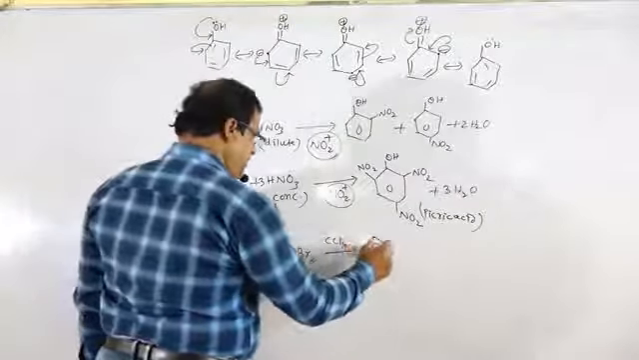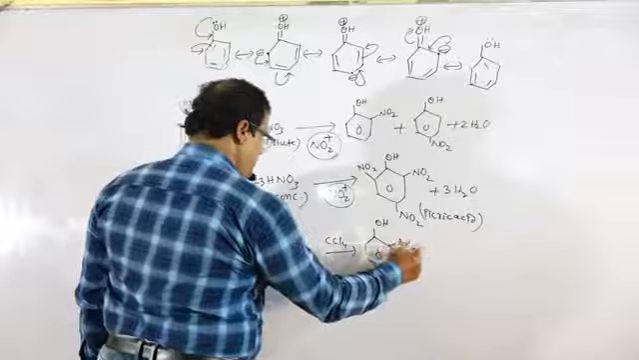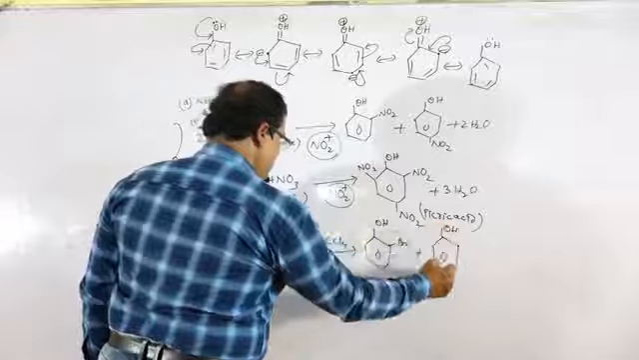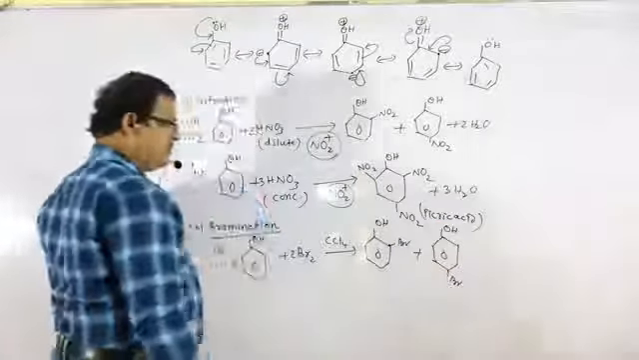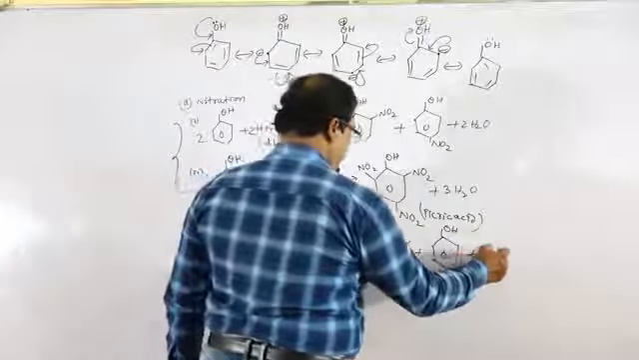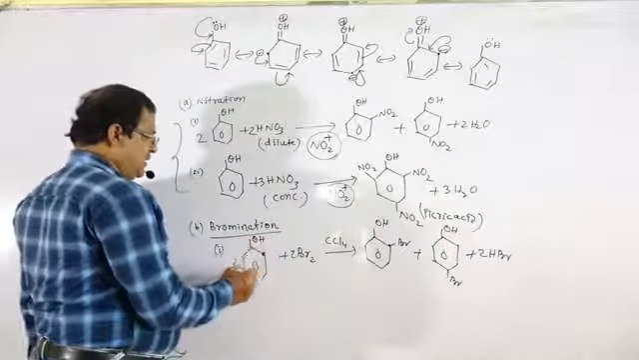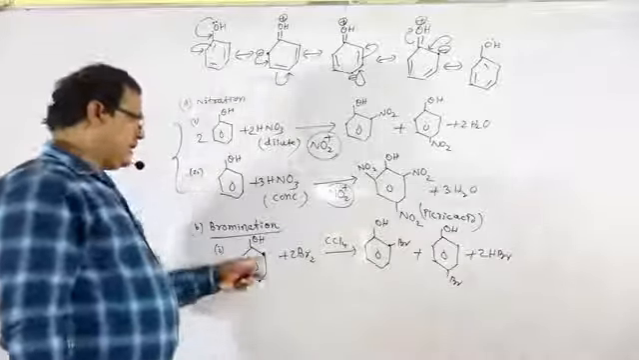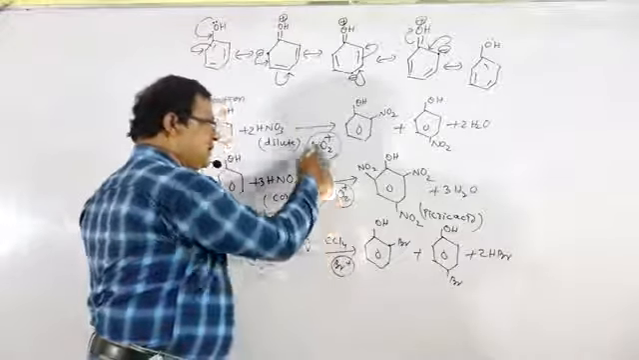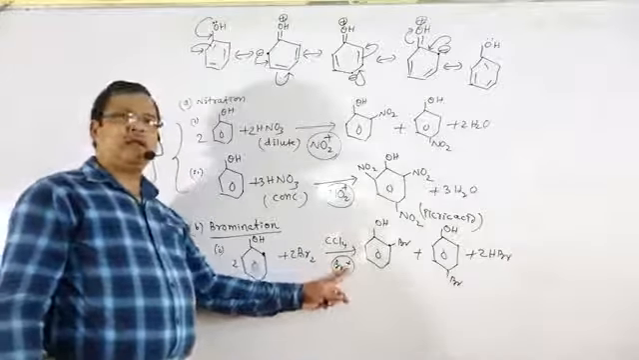there is the formation of orthobromophenol or para-bromophenol, with OH attached, plus 2 HBr. So either from the ortho position or from the para position, the hydrogen atom is replaced by the electrophile. In this case Br plus will act as the electrophile, just as NO2 plus did in nitration.